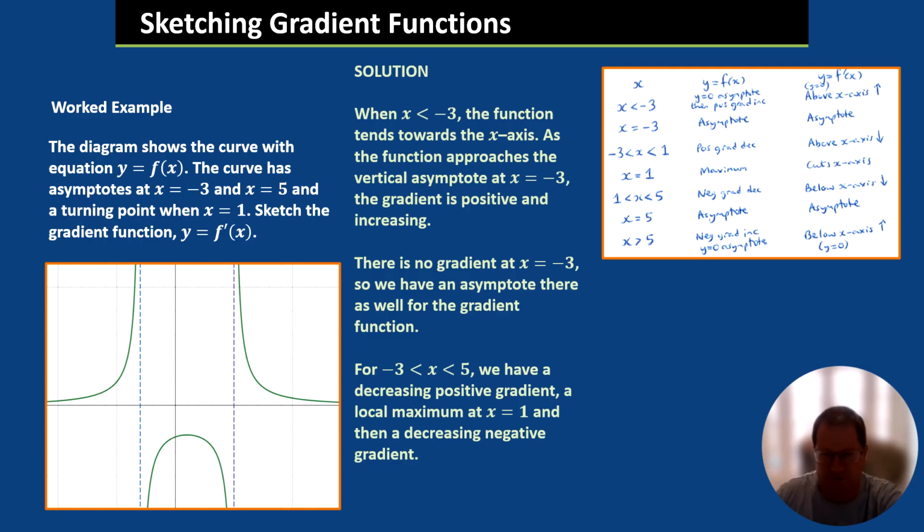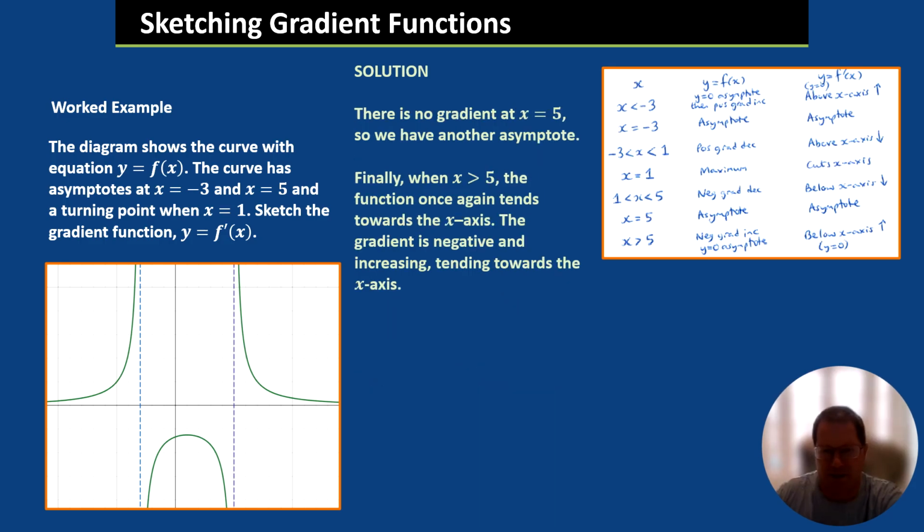As the function approaches the vertical asymptote at x equals -3, the gradient is positive and increasing. There is no gradient at x equals -3, so we have an asymptote there as well for the gradient function. Between -3 and 5, we have a decreasing positive gradient, a local maximum at x equals 1, and then a decreasing negative gradient.